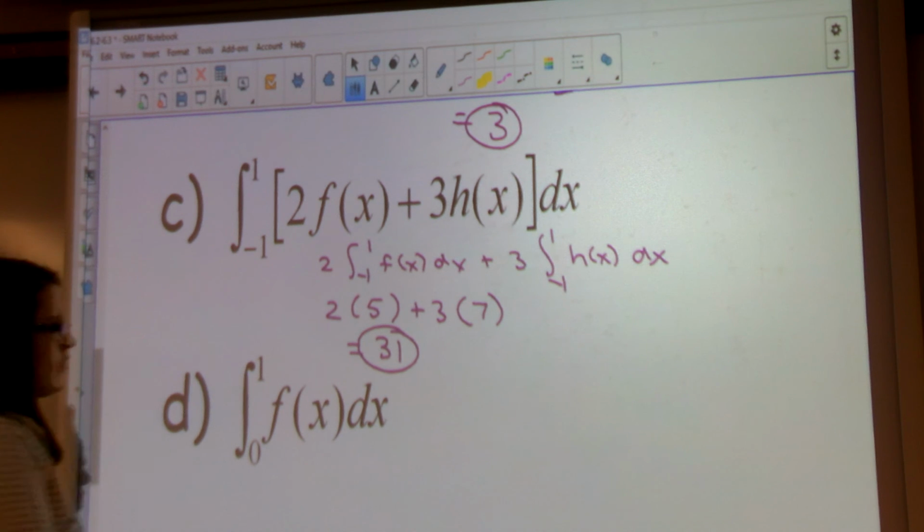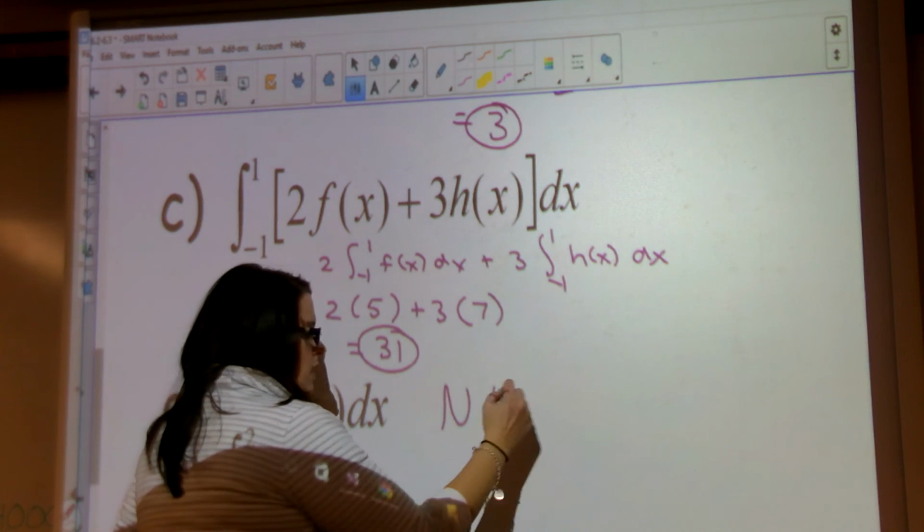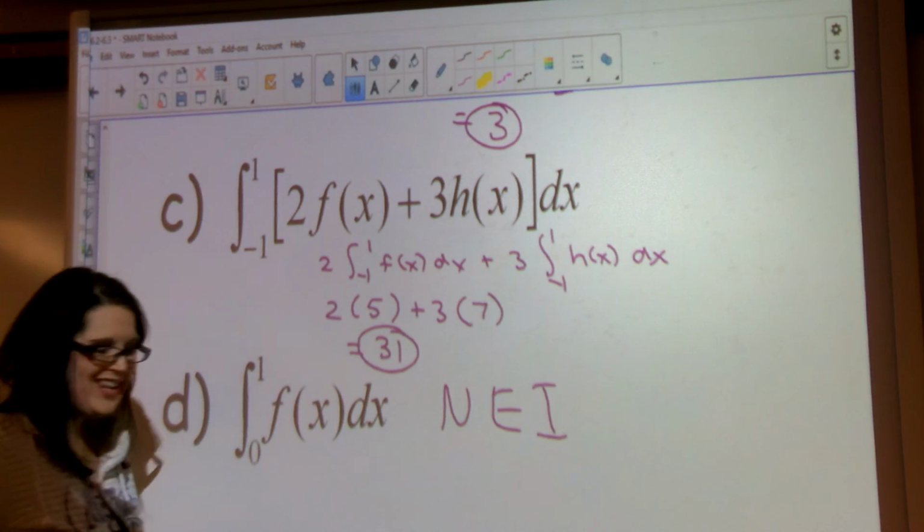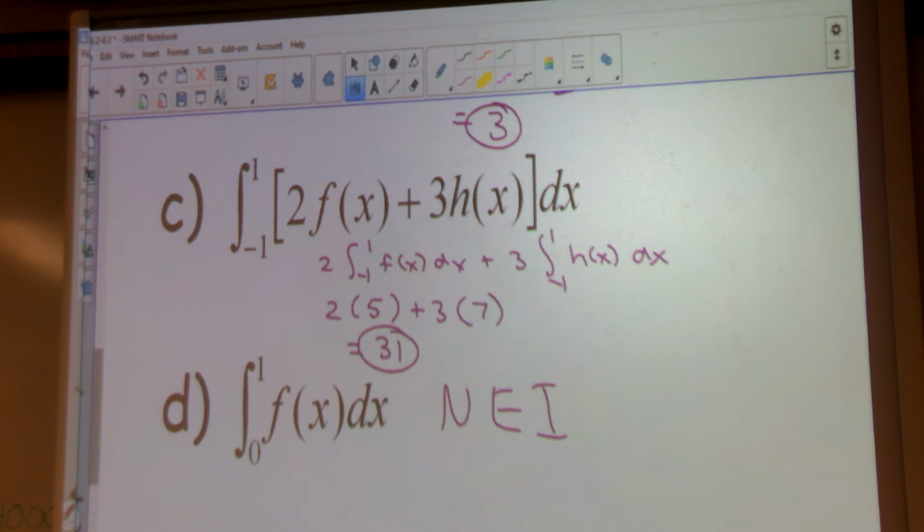And the notation we use for that, what does NEI stand for? Not enough information. That is universally known, so AP graders will know that that's what you mean.